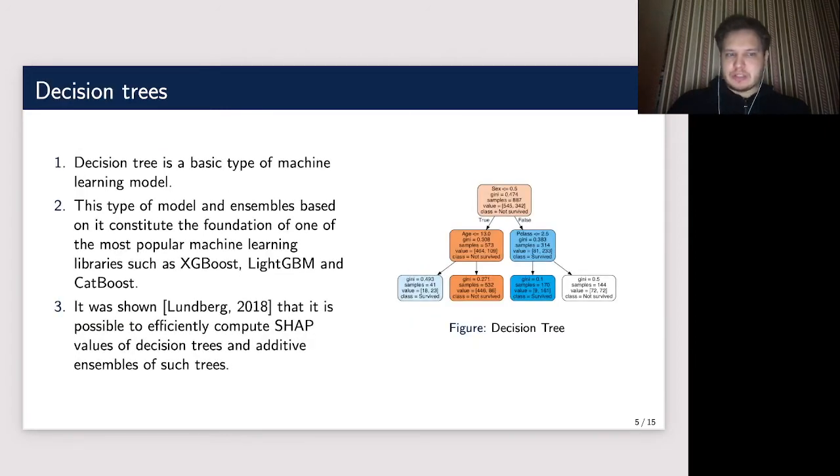Decision tree is a basic type of machine learning model. This type of model and ensembles based on it constitute the foundation of one of the most popular machine learning libraries, such as XGBoost, LightGBM, and CatBoost. It was shown that it is possible to efficiently compute SHAP values of decision trees and additive ensembles of such trees.